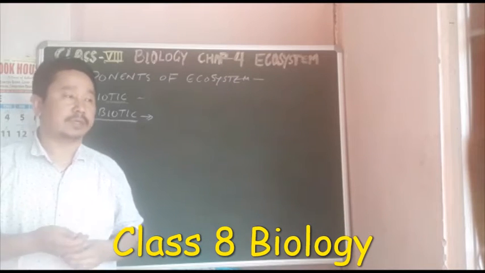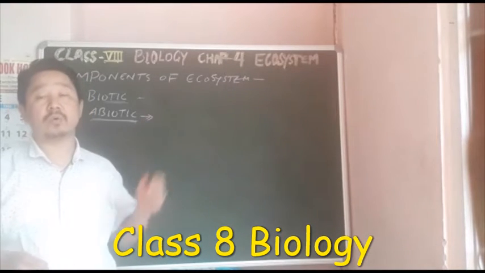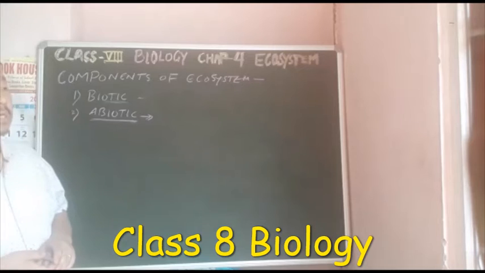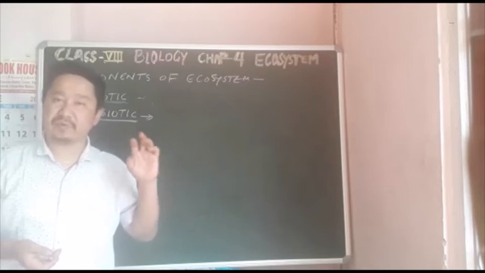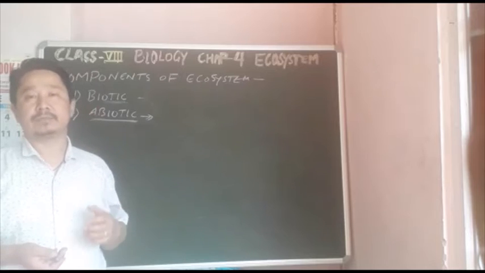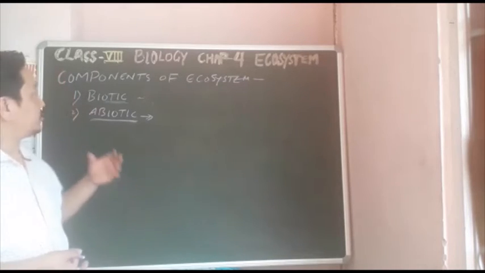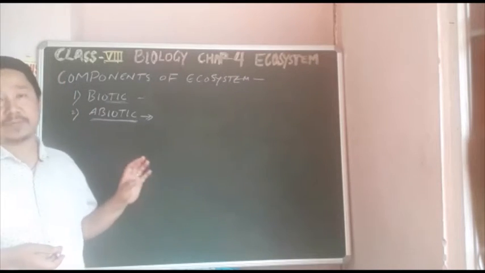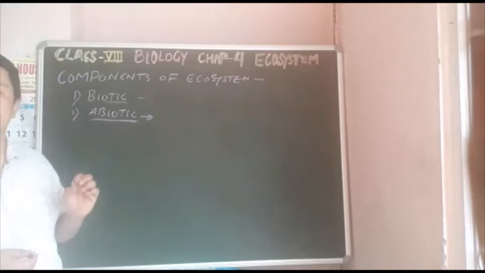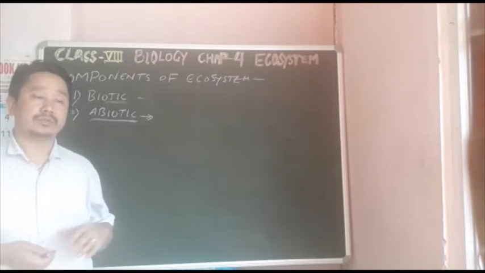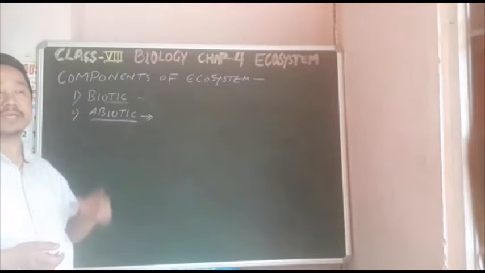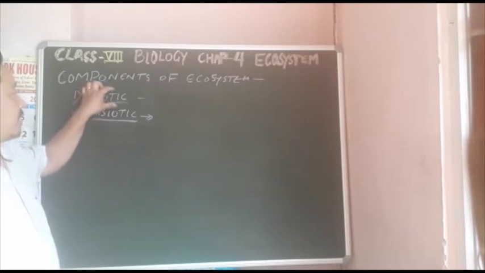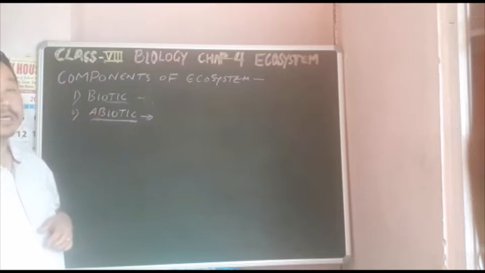Dear classmate, today we'll continue chapter number 4, that is ecosystem. In the last class we talked about pond ecosystem and forest ecosystem, taking many examples. Today we'll do the components of ecosystem, alright? So basically there are two categories of components of an ecosystem. They are biotic components and abiotic components.